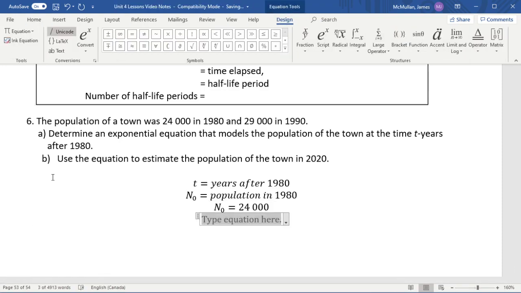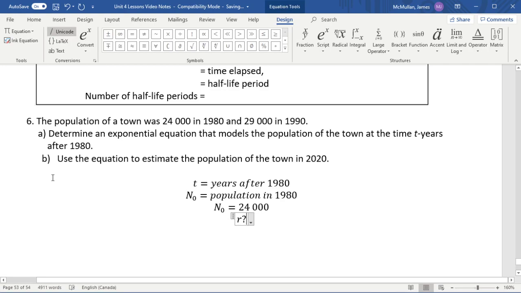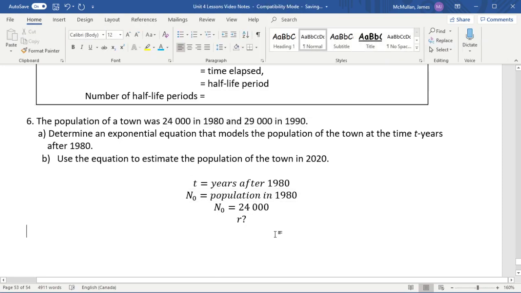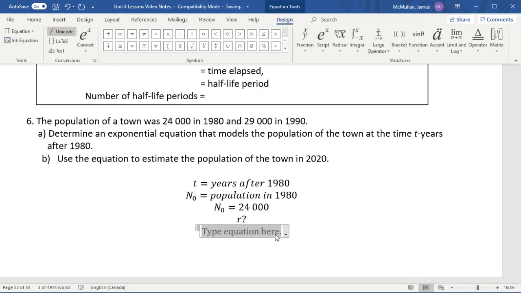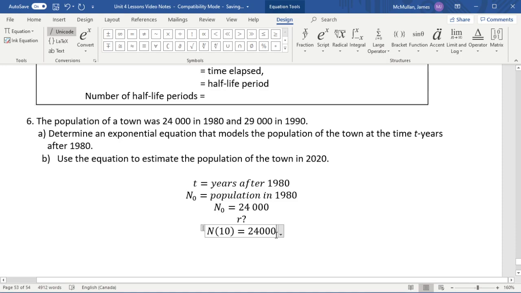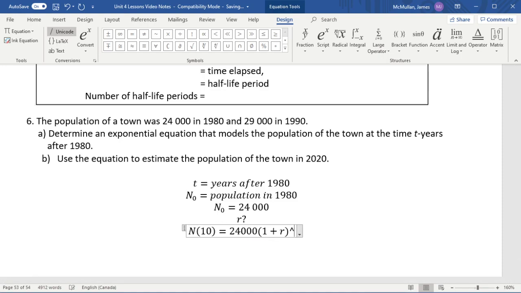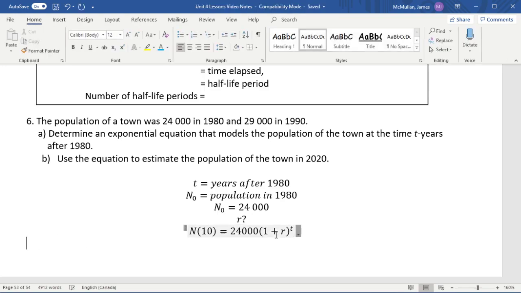Now, what we do not know in this question is r, right? We do not know how the town is growing. We do know that the town grew by 5,000 people during this period, which means we're going to work a little bit differently in this question. We're going to say that N of t is equal to 24,000 times 1 plus r to the power of t. I don't think there's any reason to use a d here, because why would we say the town grows at 8% per 3 years? Why don't we just say what it grows at per year, right?